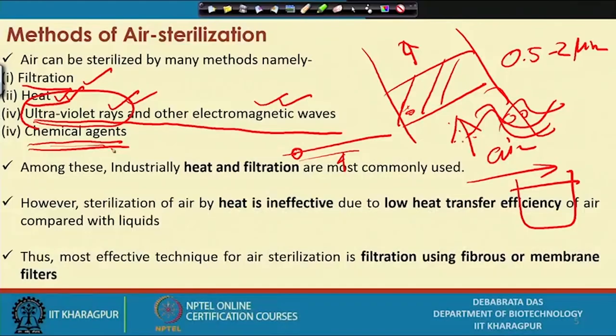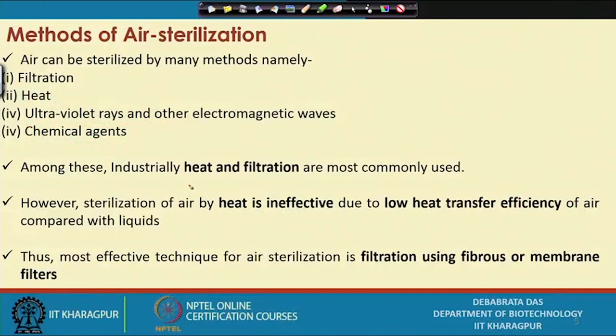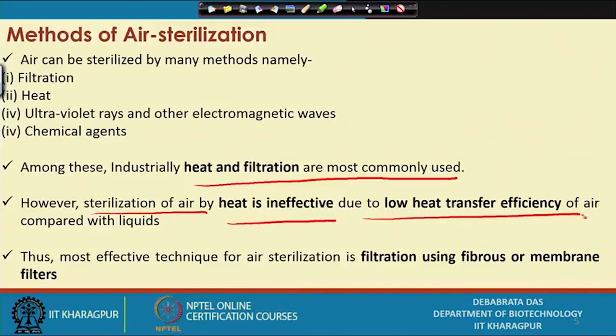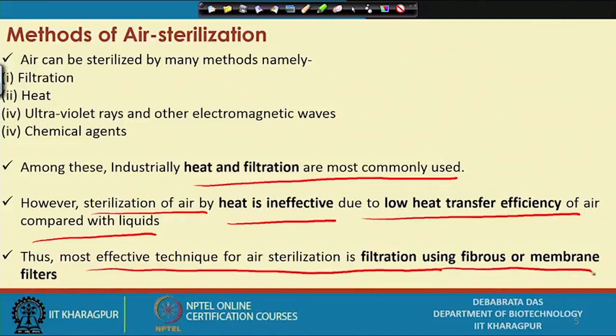Now for running air, between filtration and heat, we usually go for filtration, because filtration is usually used in industry for the separation of contaminants present in the air. Industrially, heat and filtration are the most commonly used. Heat is ineffective in air sterilization due to the low heat transfer efficiency of air compared to liquid. Thus, the most effective technique of air sterilization is filtration with fibrous and membrane filters, as I just discussed.